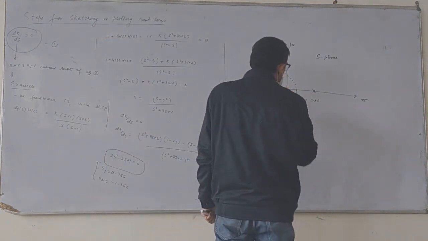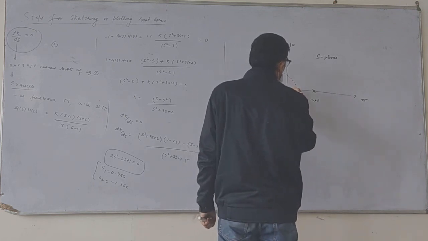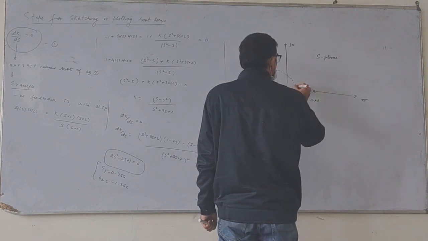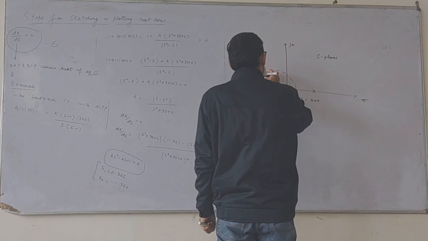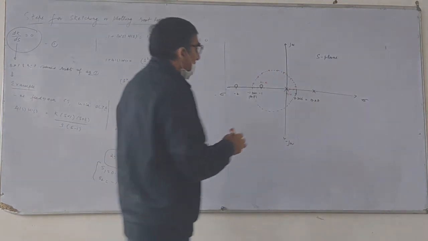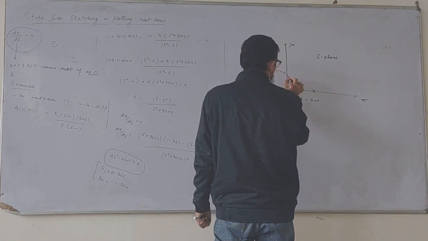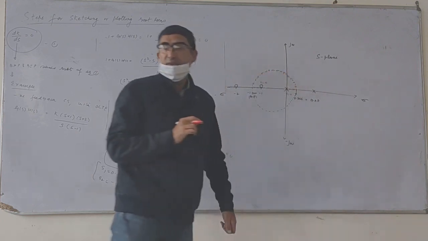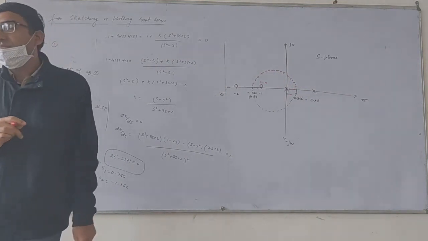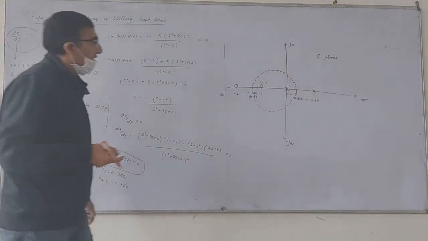Now the first branch will start, okay? It will start from a pole with k equal to 0, then it has to terminate at a zero with a gain of k equal to infinity. This is the number one branch, very clearly you can see. It starts on a pole, this is the path it is following, it is terminating at a zero. How many branches will there be? It depends on the number of poles or zeros. P equal to Z equal to 2 in this case. Poles are 2 and zeros are 2, so the number of branches will be 2.